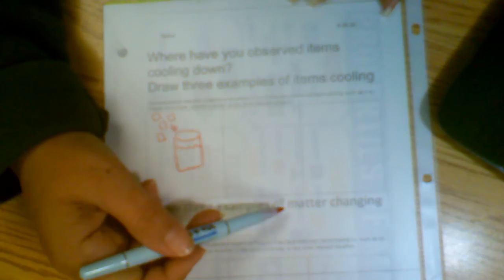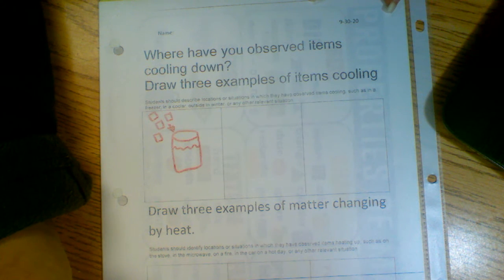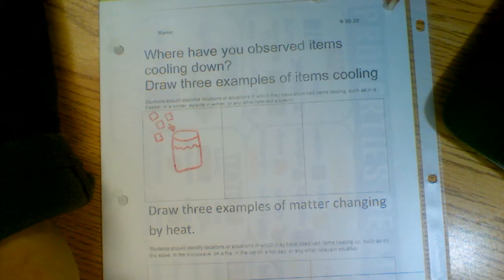Draw 3 examples of matter changing by heat. Students should be able to identify locations or situations which they have observed items heating up, such as on the stove, in the microwave, on a fire, in the car on a very hot day, or any other relevant situation.